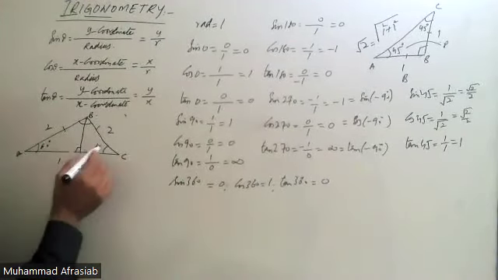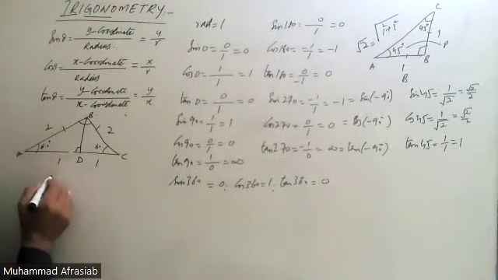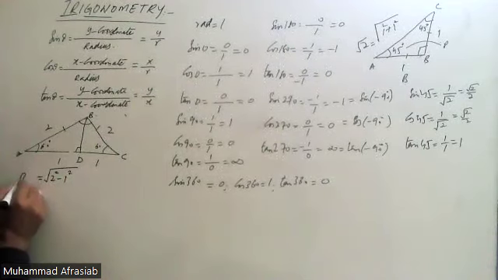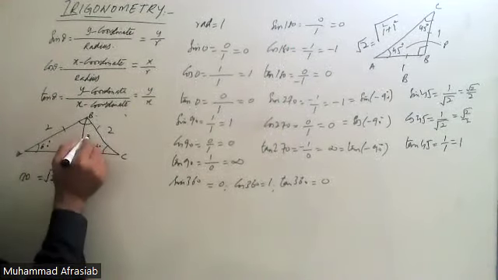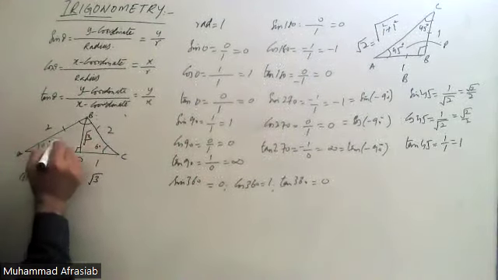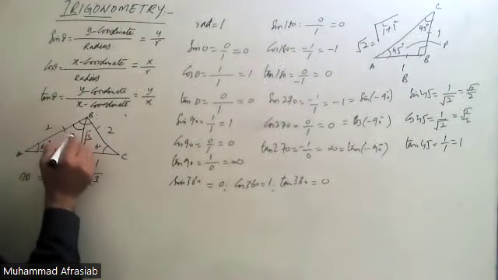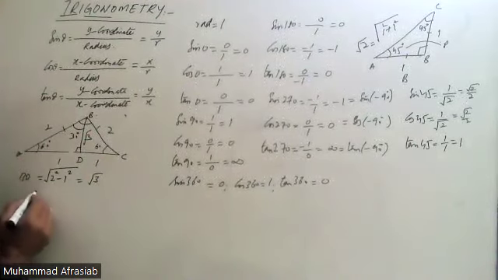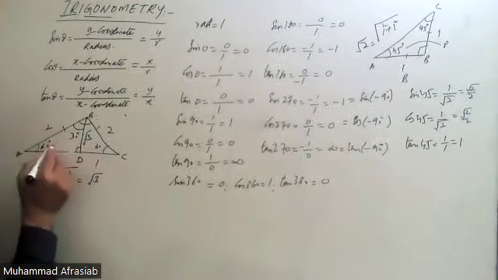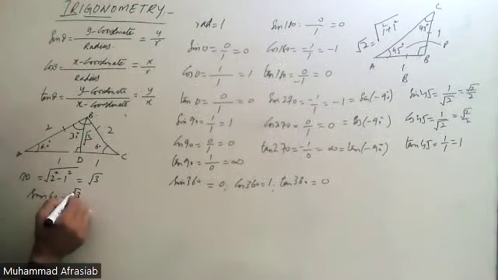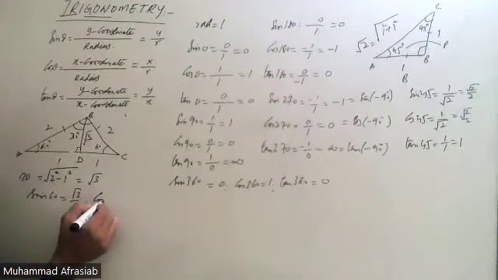Then with the help of the Pythagoras theorem, root of 2 square minus 1 square is equal to BD, and that thing is equal to root 3. So if it is 60, then this angle will be 30 degrees. Then sine of 60 is basically equal to root 3 over 2.